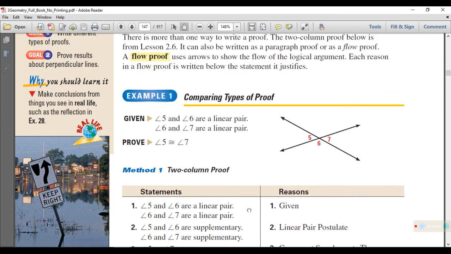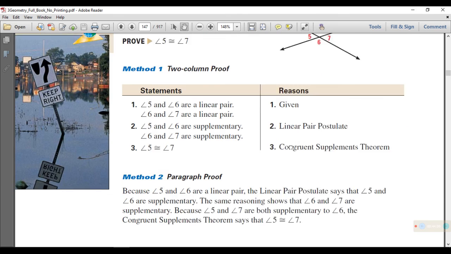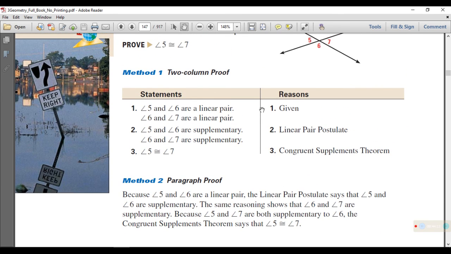Method 1, two-column proof. Familiar na kayo dito, di ba? Left-hand side statements, right-hand side reasons. Method 2, paragraph proof. Ita-translate nyo lang siya into sentences. Una yung reason, followed by the symbols, or vice versa. As long as you are not violating any grammatical rule, okay lang yan.